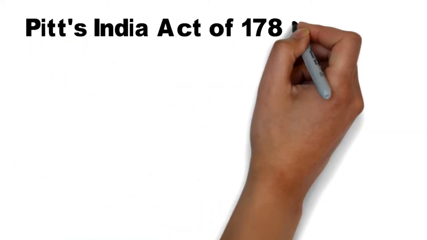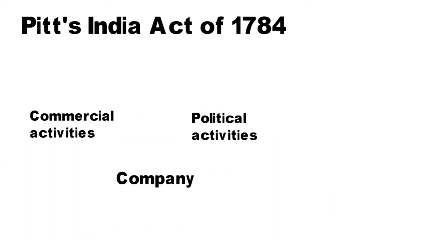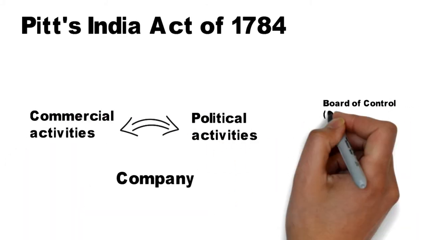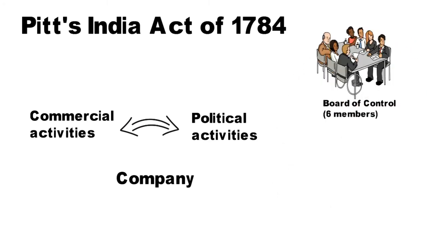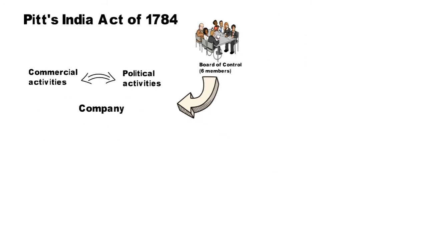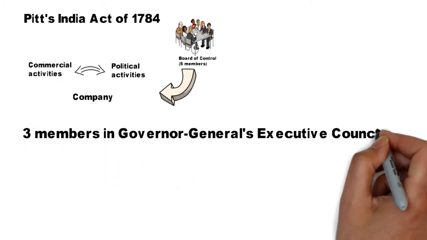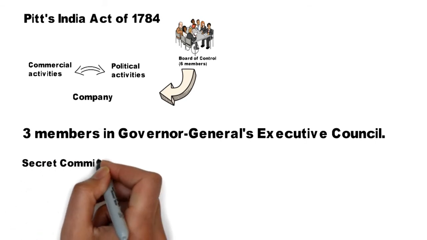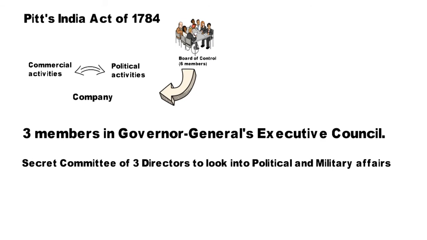Pitt's India Act of 1784. The commercial and the political activities of the company were now separated. A Board of Control of 6 members was set up to guide and supervise the affairs of the company in India. There would be 3 members in the Governor General's Executive Council. A secret committee of 3 directors was to look into political and military affairs.